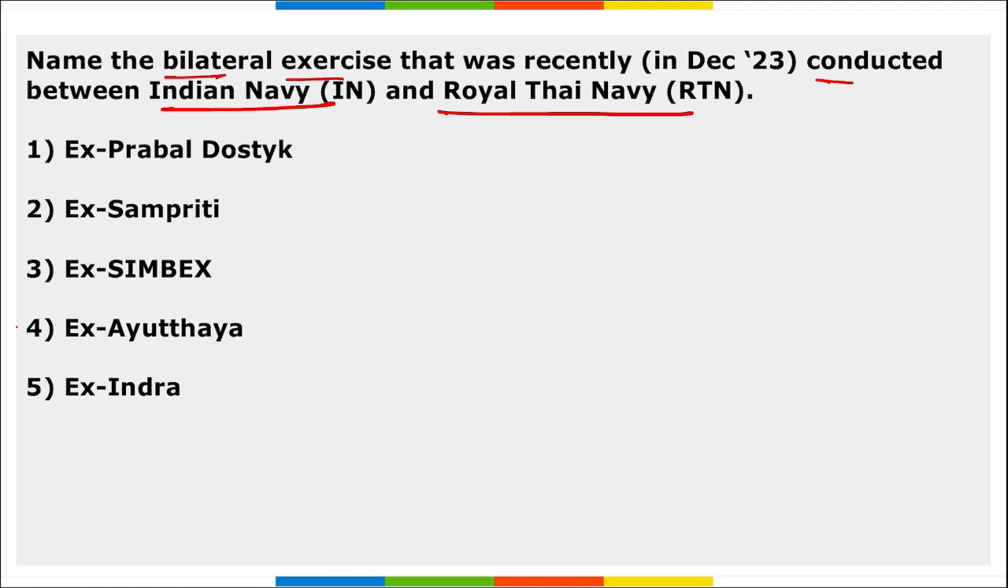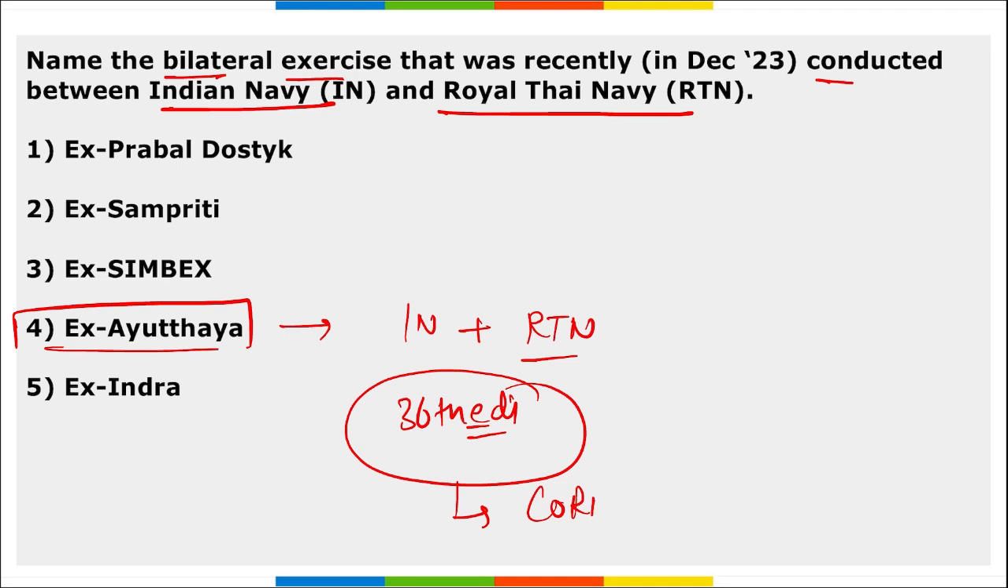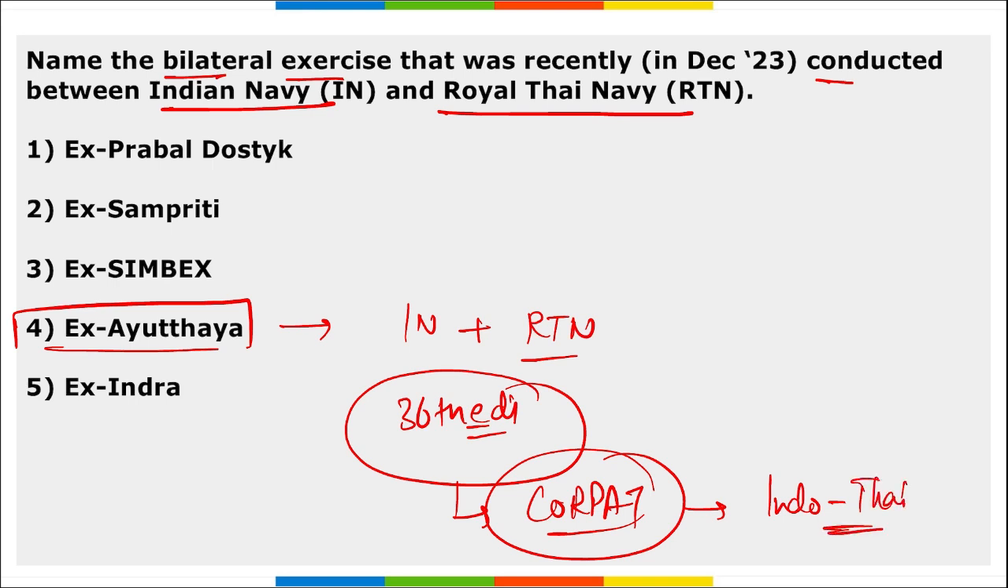Next, name the bilateral exercise that was conducted between the Indian Navy and the Royal Thai Navy. That is exercise Ayutthaya. This is a bilateral exercise conducted between India and Thailand. This was the 36th edition of this exercise, and it was a part of Indo-Thai CORPAT. We all know what is CORPAT, coordinated patrol, and it was the 36th edition of the Indo-Thai CORPAT exercise.